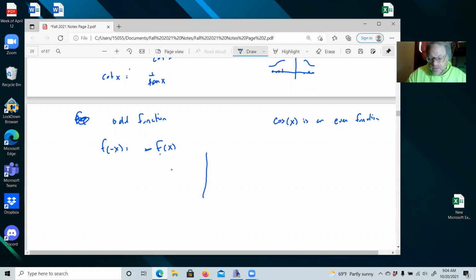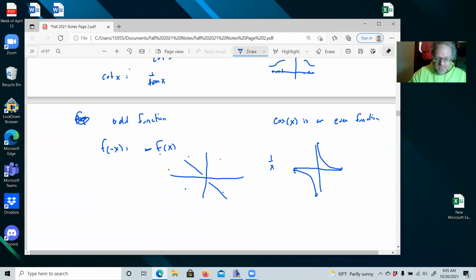So odd functions: f of negative x equals the opposite of f of x. If we've got something going on over here, then something is going on over there. Whatever's going on in quadrant 1 has to be going on in quadrant 3. If it's going on in quadrant 2, it has to be going on in quadrant 4. Things like 1 over x are odd functions. Sine and tangent are both odd functions.